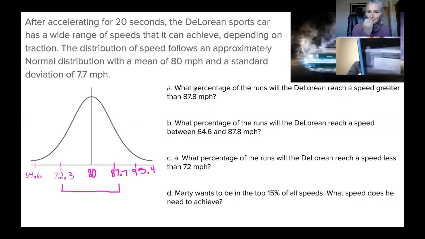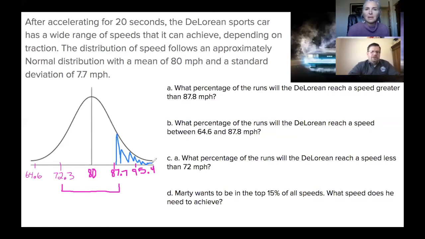So, I already showed you, I put it in my calculator. I don't know why I'm getting glare now. So a speed greater than would be everything to the right. Am I right about that? A speed greater than? I'm going to start my lower bound at 87.8. And then in the calculator, you have to put a bunch of 9s in the upper bound, because I don't really want to sit there and type infinity. I could, but it would take a little while.